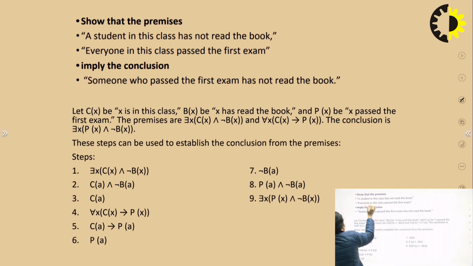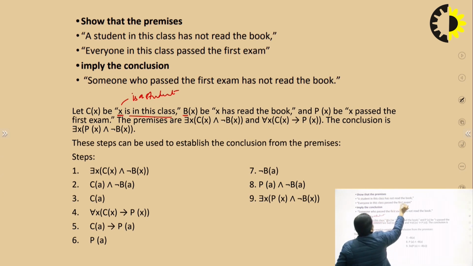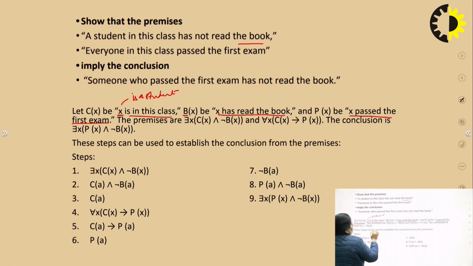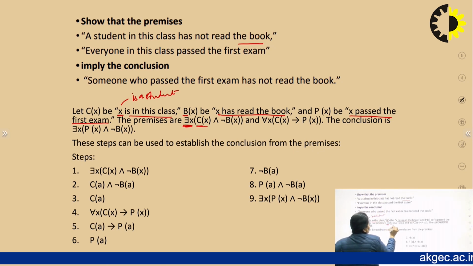A student in the class. Let us find out. Let X be a student in the class. B stands for book, so B(X) means X has read the book, and P(X) means X has passed the first exam. So the premise will be: there exists X, a single student, in the class C(X), who has not read the book.